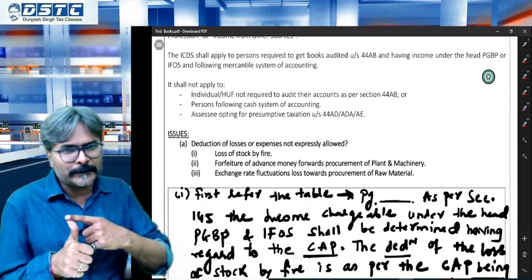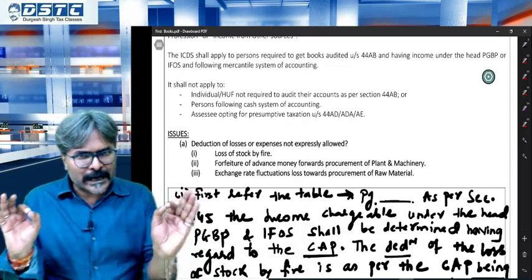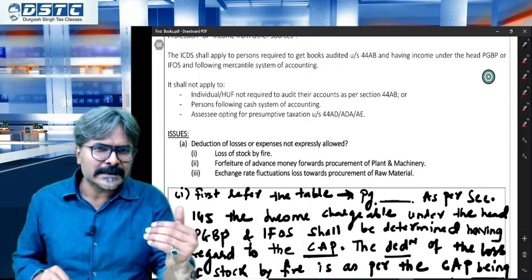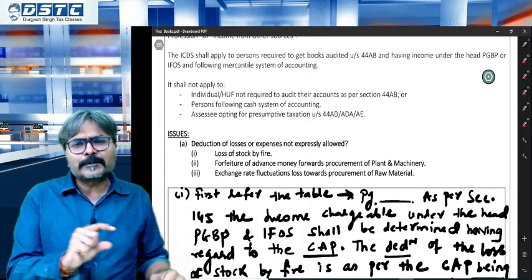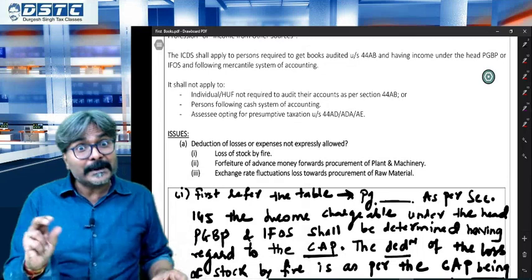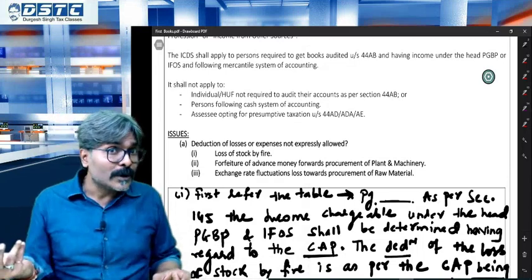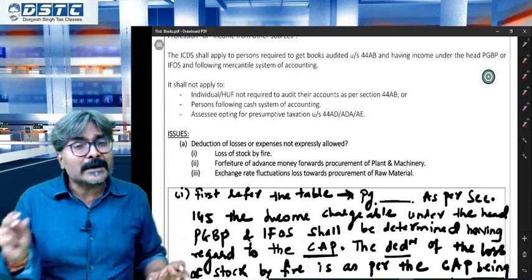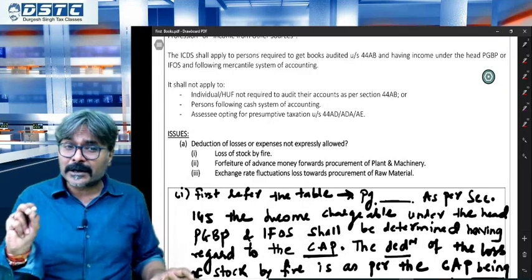That is our first point, because first of all we need to check whether in that base, which is the net profit as per books, this can be accommodated. And the answer is no. Why can it not be accommodated? Because it is not as per the commercial accounting principle.